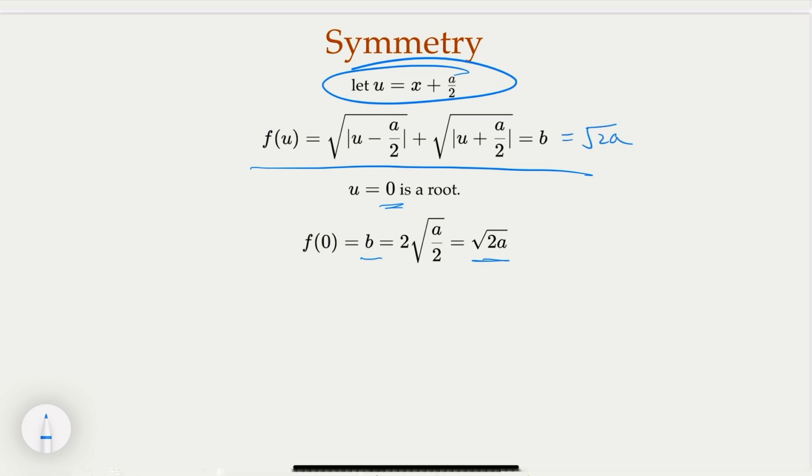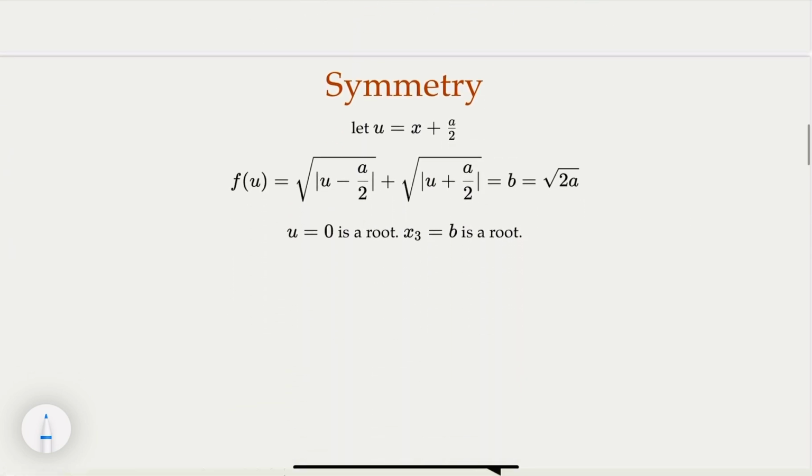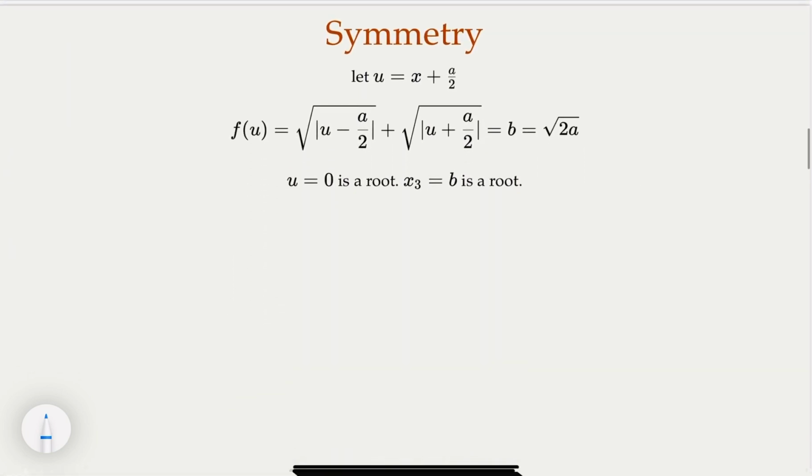Yeah. So we also notice that we're given that x3 is a root and it's equal to b. In this new variable, of course, u equals x plus a over 2. Since originally b is a solution, in this function in u, b plus a over 2 must be a solution. That's good. Let's plug it into the equation here.